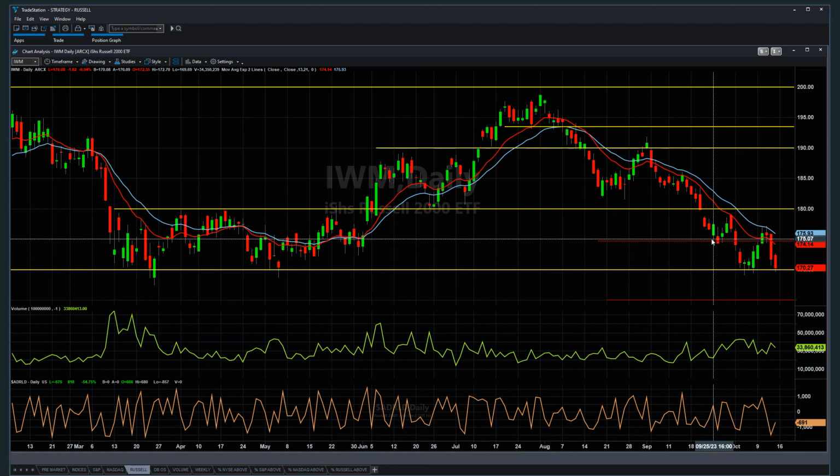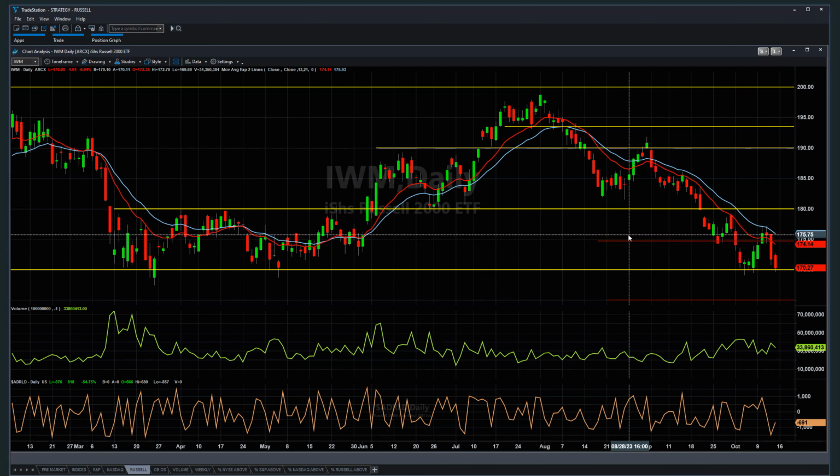And you can see it came down to there, held there, then bounced off of it, tested 180, and then traded right through it impulsively, and tested the 170 area, which was the next level of support, bouncing off again, testing the 175 area, then back down again to the 170 area.